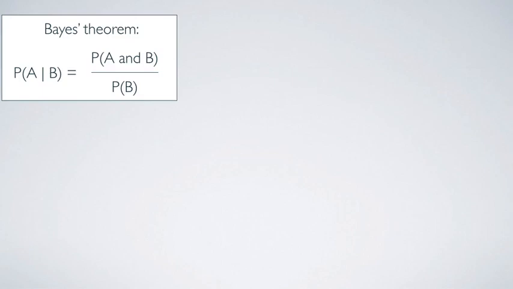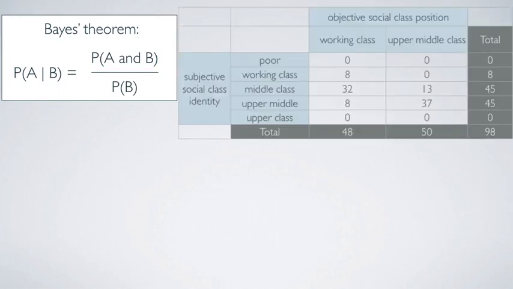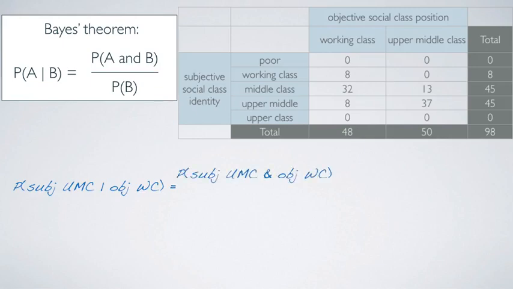A little more formally, we calculate conditional probabilities using Bayes' theorem, which states that probability of A given B is probability of A and B divided by probability of B. So that's the joint probability in the numerator divided by what you're conditioning on in the denominator. Using the same data set, and if we go back to the same question we were working with before, probability of subjective upper middle class given objective working class is going to be equal to the joint probability of subjective upper middle class and objective working class divided by probability of objective working class, what we're conditioning on.